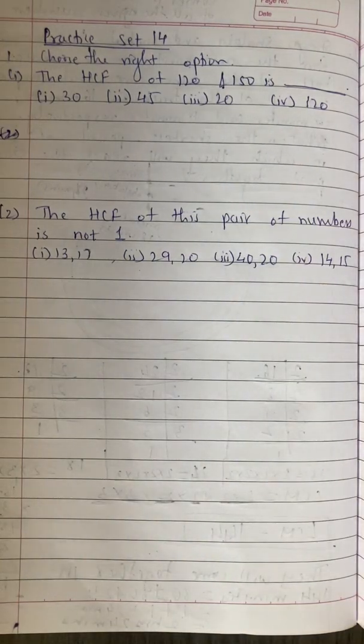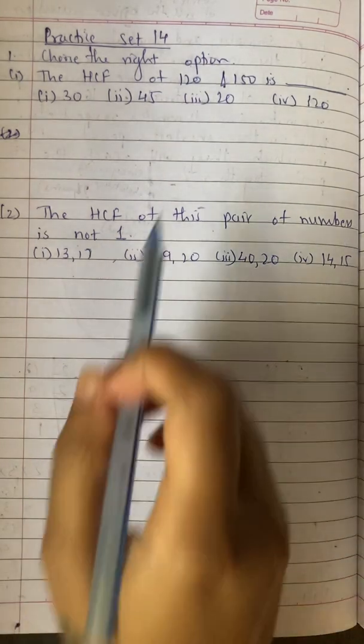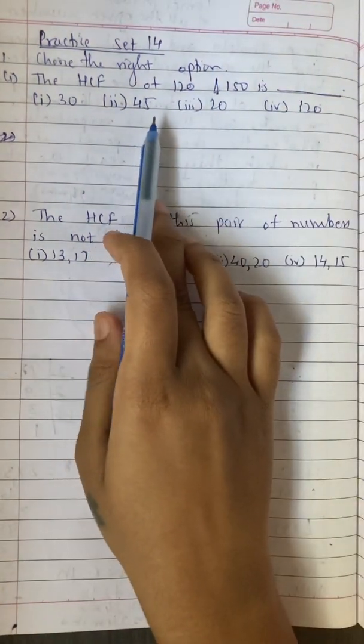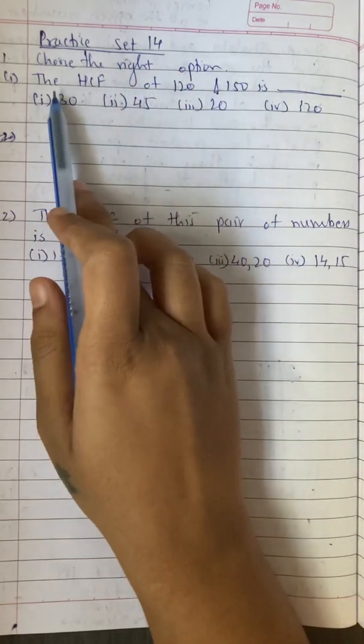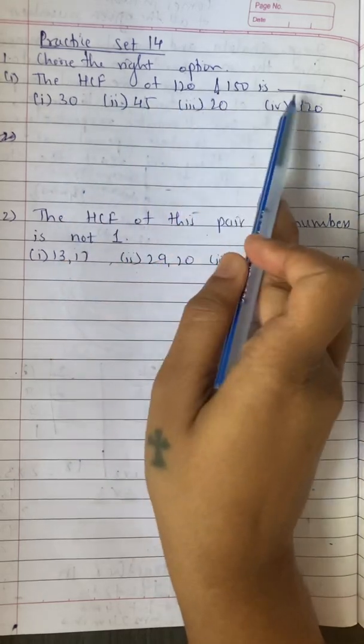So students, let us solve practice set 14. First sum are MCQs. Choose the right option. HCF. Choose the right option. The HCF of 120 and 150 is, 4 options are given.